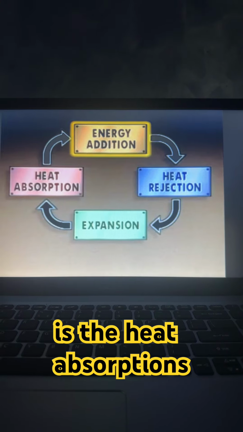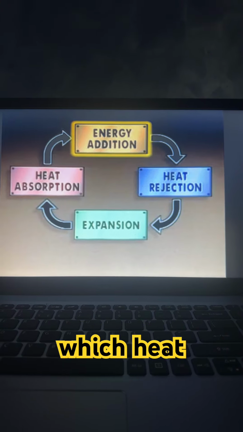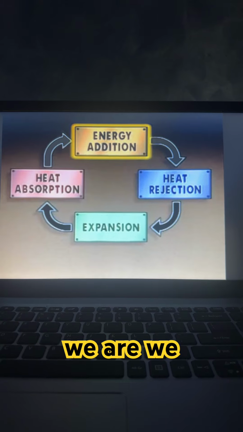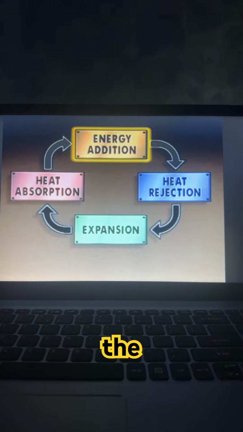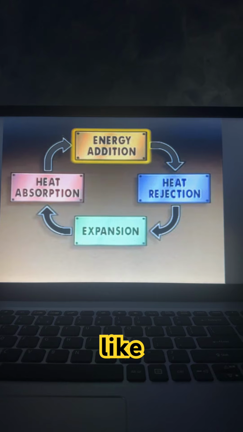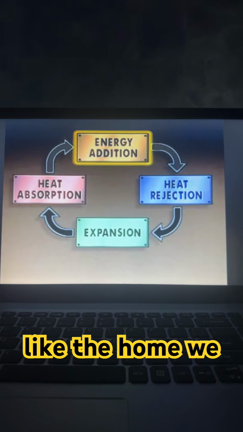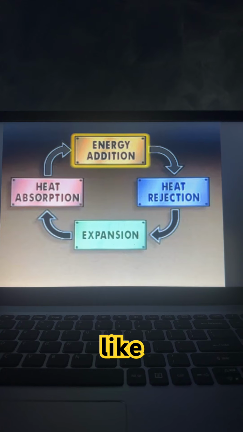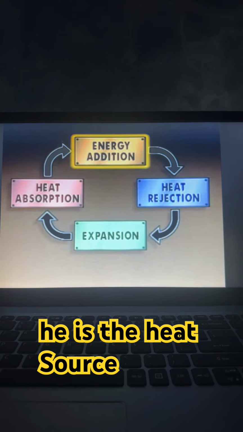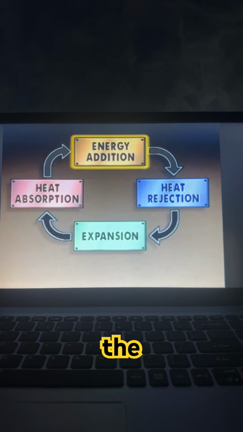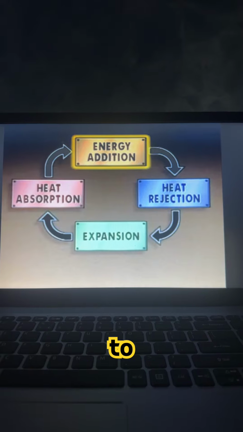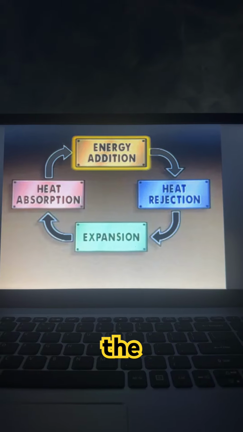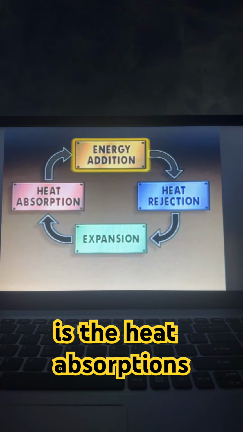One is the heat absorption, where we have a heat source and we want to reduce the heat. We want to cool some environment, like a home. That is the heat source, because here we want to reduce the over temperature, so it is required to reduce the heat. So the heat source is the heat absorption.